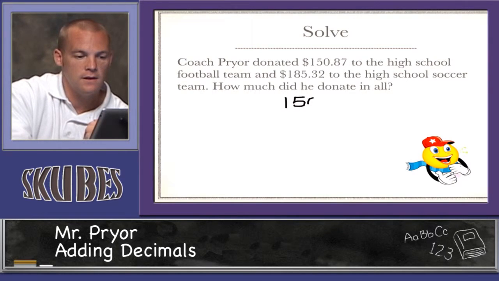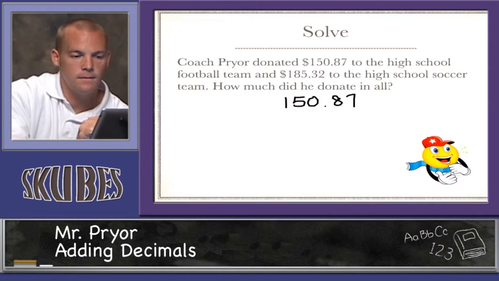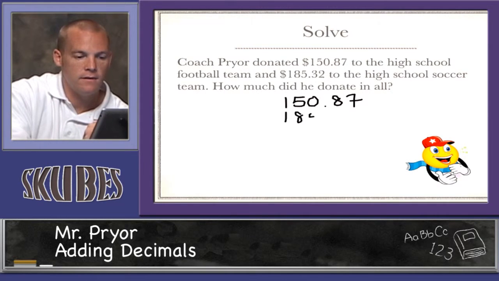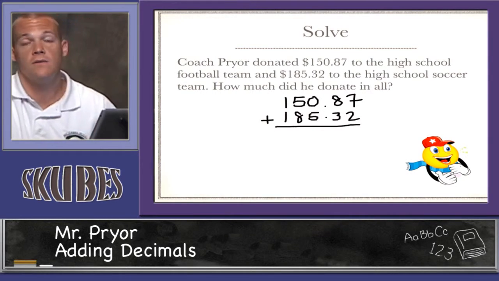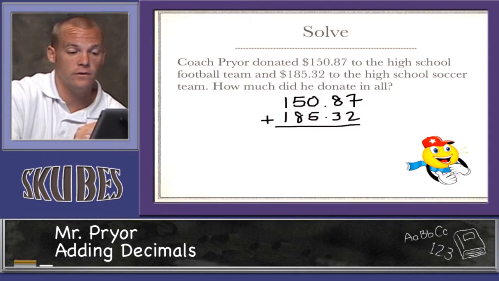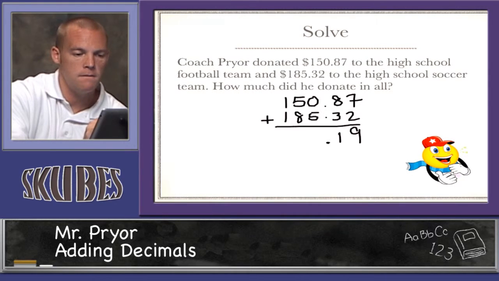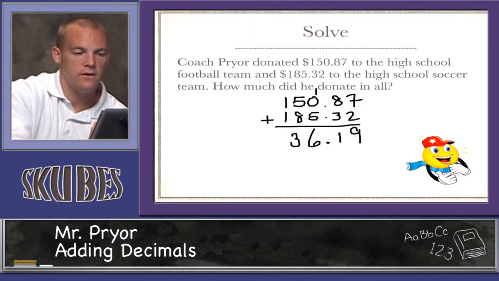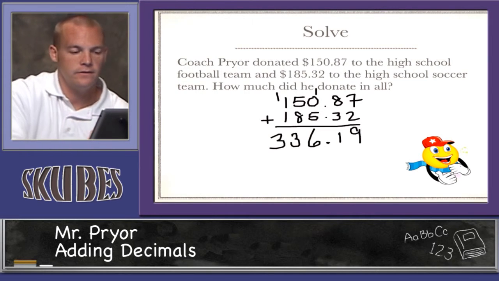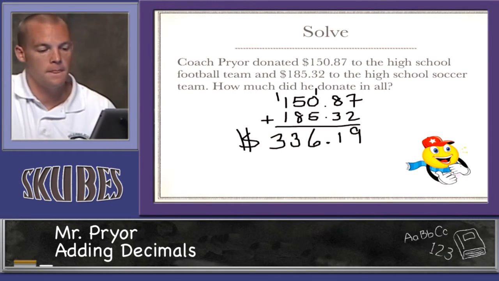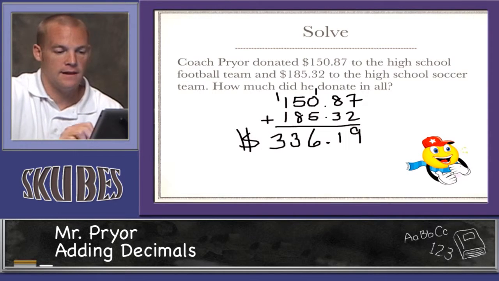So I'm going to take those values and add them together. 150.87 plus 185.32. And they all go out to the same place value, so we're really just good to go as far as addition. 7 plus 2 is 9. 8 plus 3 is 11. Bring your decimal down. Carry your 1. 5 plus 1 is 6. 8 plus 5 is 13. Carry your 1 again. And then 1, 2, 3. So you end up with $336.19.